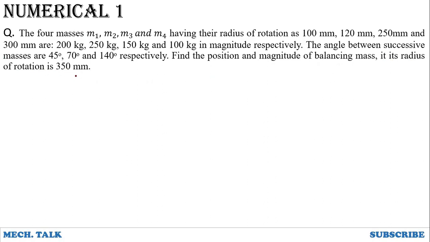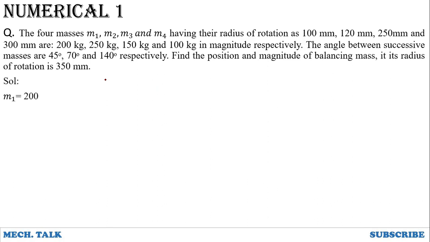And since we also have the value of the radius of the balance mass, 350 mm, we have to find only the angular position of the balance mass as well as the magnitude of the balance mass. So let's go for the solution.